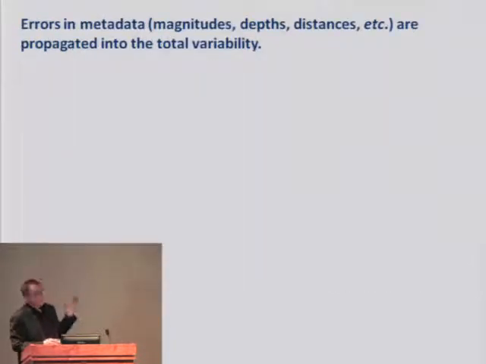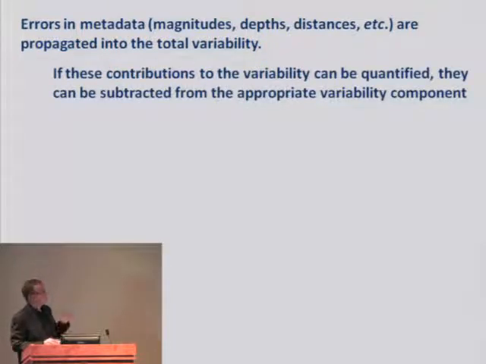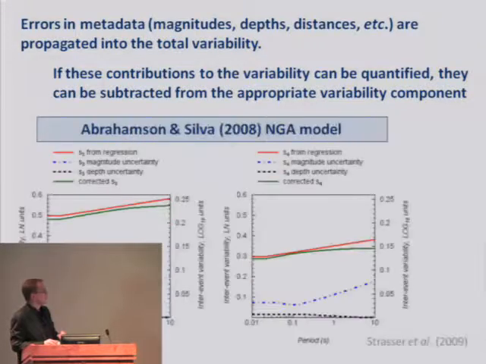So, for example, if we have systematic variability errors in the determination of magnitudes, distances, depths, etc., if we can quantify those, we can effectively unpropagate them and subtract them from the total variability in the models, the contribution of the parametric aleatory variability. And that's been done, for example, in the Abrahamson and Silva NGA model for magnitude and for depth.